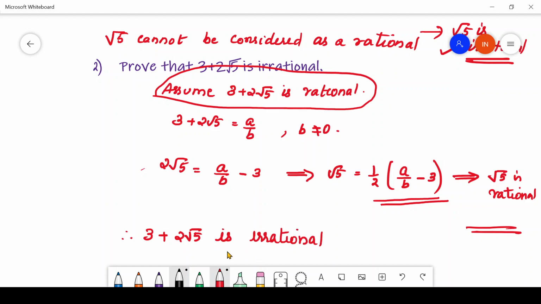Is that clear? First, as we have done in previous cases, we have to assume that it is rational. Then we write it in the form equal to a by b. Then we take whatever is on the left hand side to the right hand side except that root 5. So we proved that root 5 is rational, but we knew it is irrational, because we assumed 3 plus 2 root 5 is rational, right? Hence, we proved 3 plus 2 root 5 is irrational. Is that clear, all of you? What we have done, I hope it is very much clear.